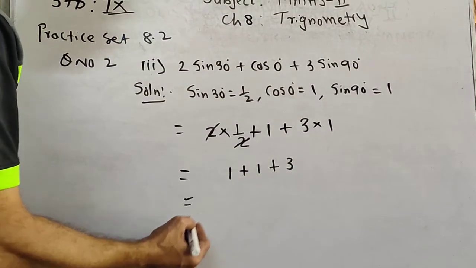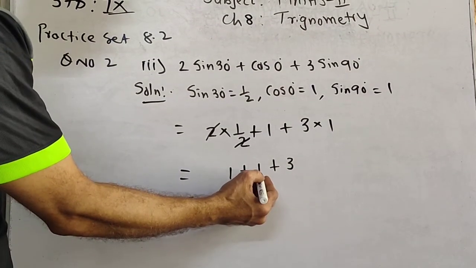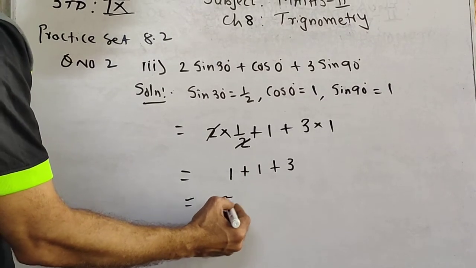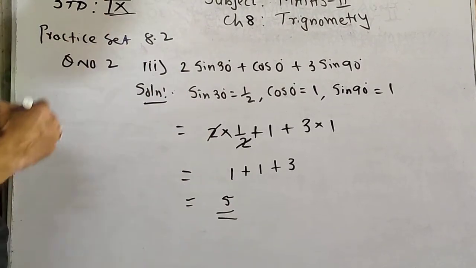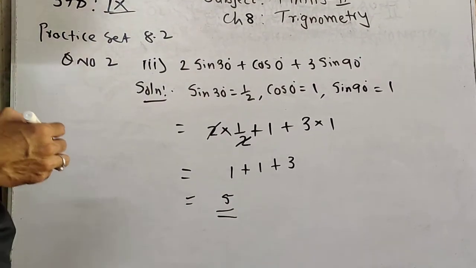So your final answer is now 3 plus 1, 4 plus 1, 5. 5 is the answer for the third one. So very easily you got the answer for the third one.